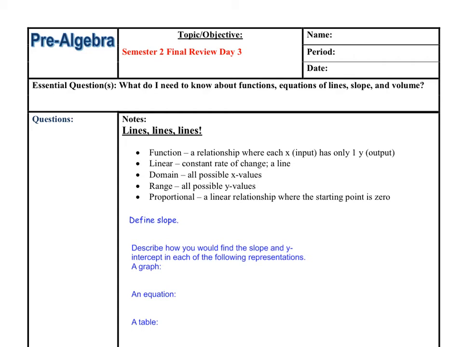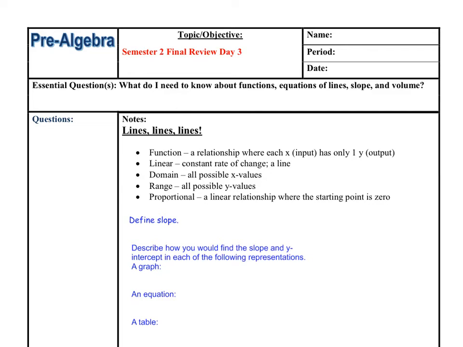Today we're going to talk a lot about linear functions, slope, and then we're also going to talk about 3D figures and volume. So first up, everything we've talked about with lines and functions. A function has one input going to only one output. Something is linear if it has a constant rate of change or makes a straight line. Domain is all your possible x values, and range is all your possible y values. And then something's proportional if it's linear and has a starting point of 0.